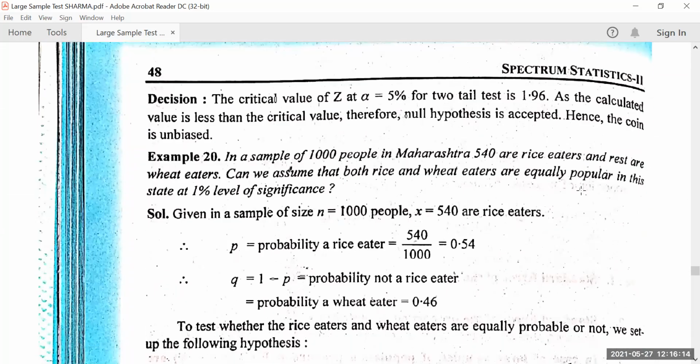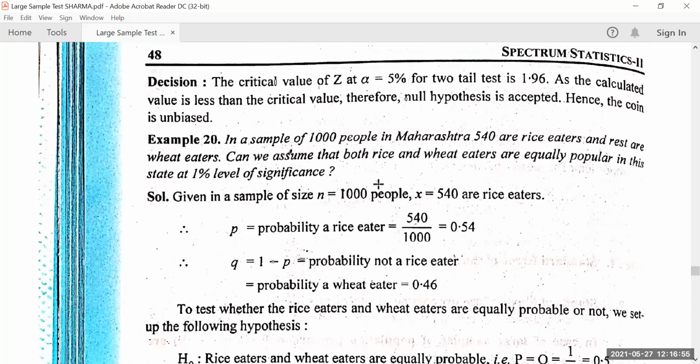In a sample of 1,000 people in Maharashtra, 540 are rice eaters. Out of the whole of Maharashtra, a sample of 1000 people was taken, and 540 of them are eating rice. So the sample proportion of success is 540 divided by 1000. Here we can say the probability of a rice eater, and the rest are wheat eaters. That means the complement: subtract from 1, and what comes is the wheat eater. Can we assume that both rice and wheat eaters are equally popular in the state?